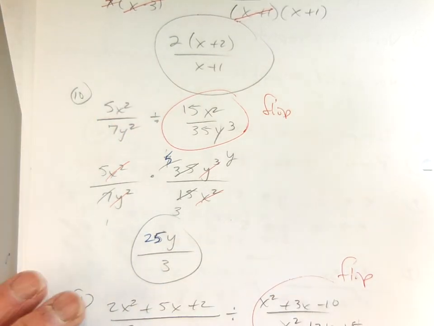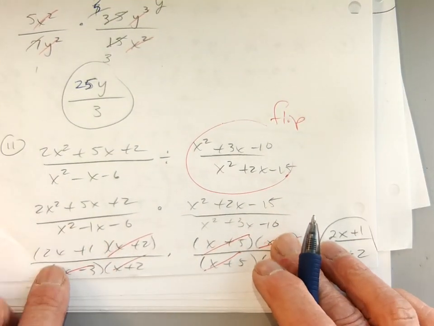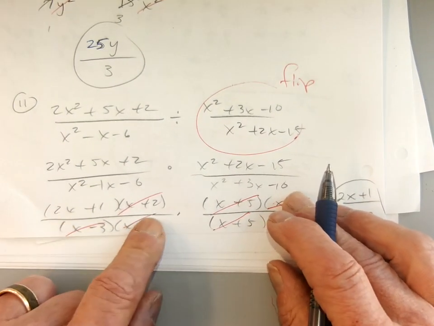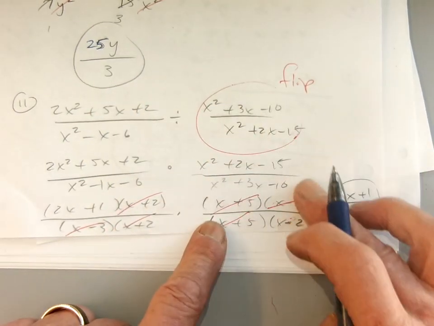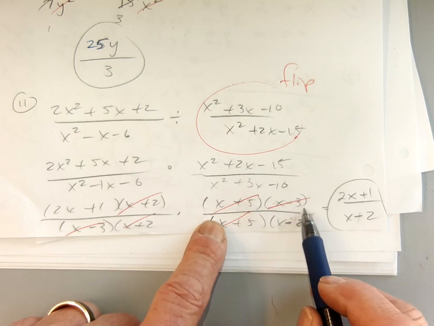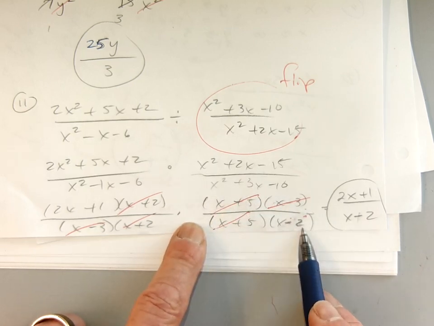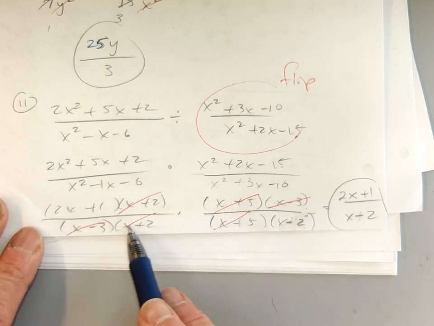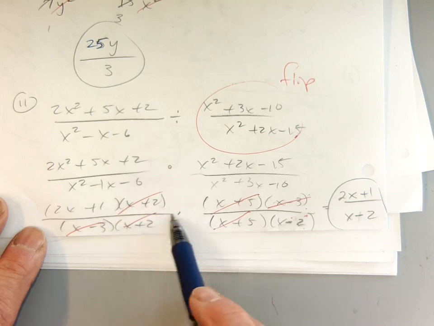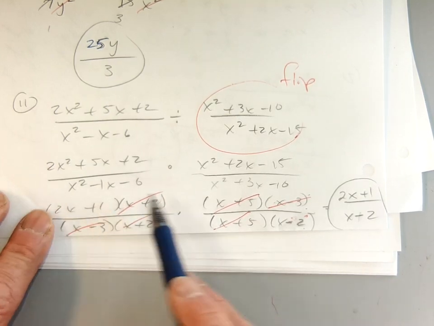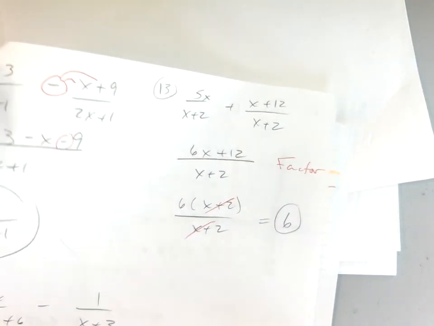Okay. On 11, I flipped it, and then I factored 2x plus 1, x plus 2, x minus 3, x plus 2. After I factored that one, I flipped the second one, and then I factored x plus 5, x minus 3, and then on this one, x plus 5, x minus 2, and then I cancel x plus 5 with x plus 5, x plus 3 with x minus 3, x plus 2 with x plus 2, and then all that's left is the 2x plus 1 over the x minus 2, okay?